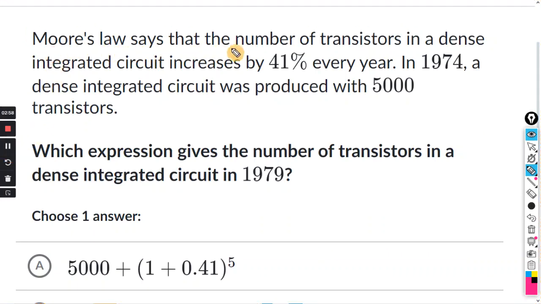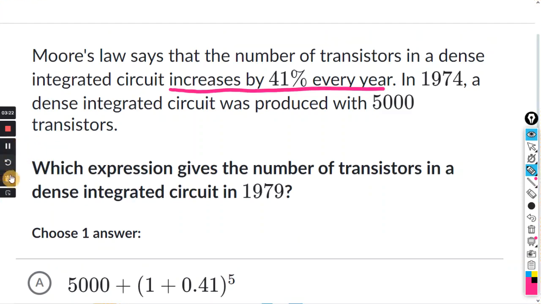Moore's law says that the number of transistors in a dense integrated circuit increases by 41% every year. In 1974, a dense integrated circuit was produced with 5,000 transistors. Which expression gives the number of transistors in a dense integrated circuit in 1979? So this increases by 41% every year, and there's a shortcut to doing that.